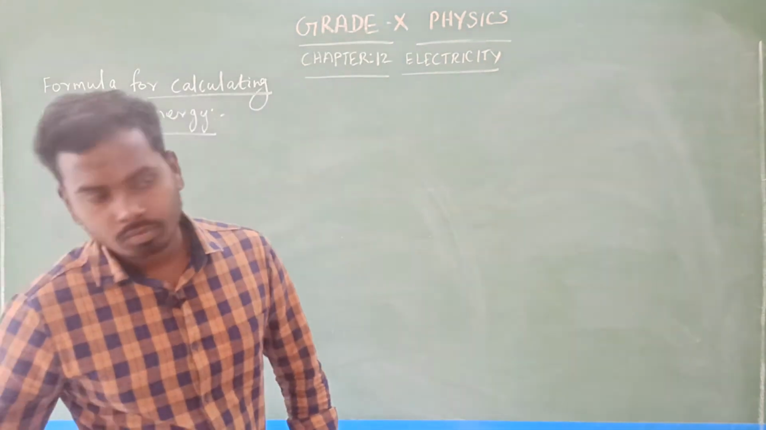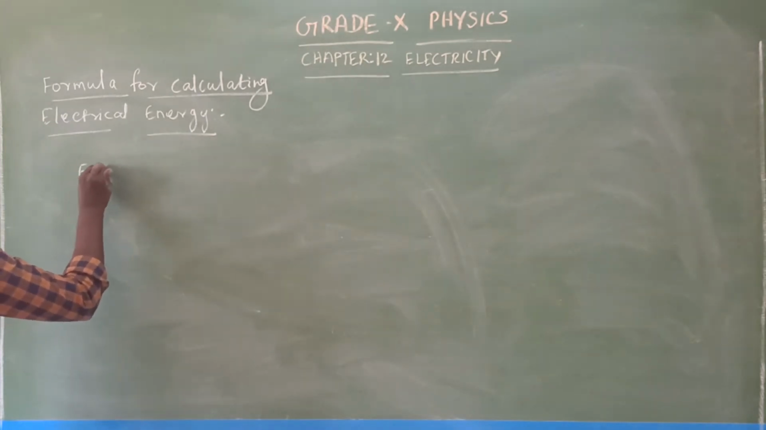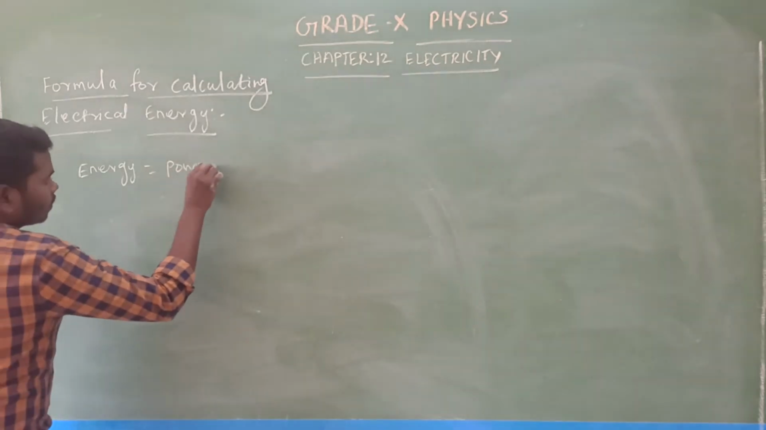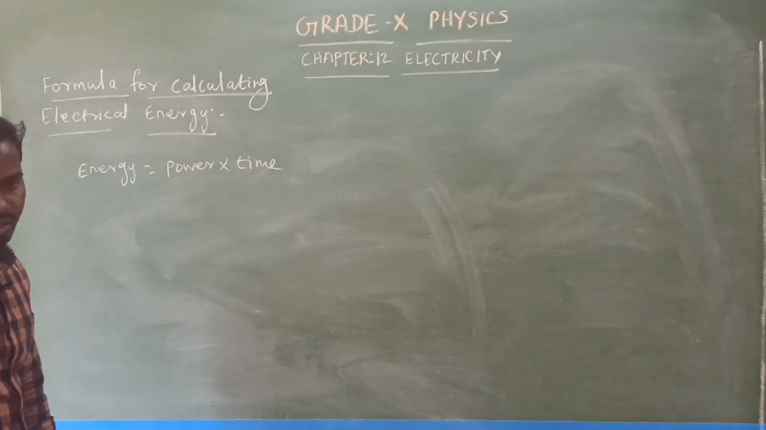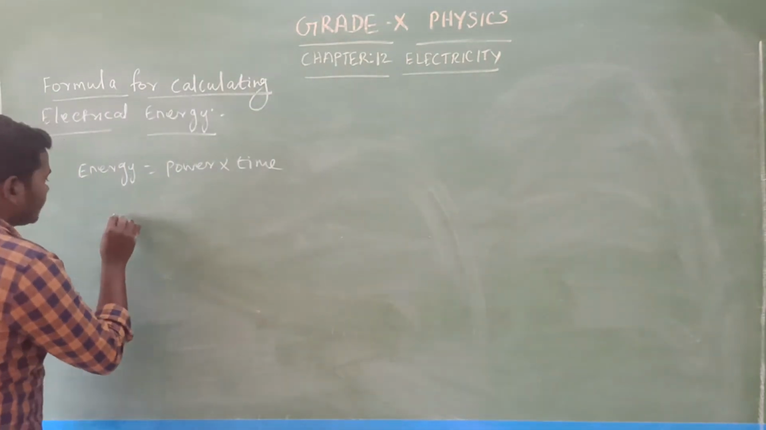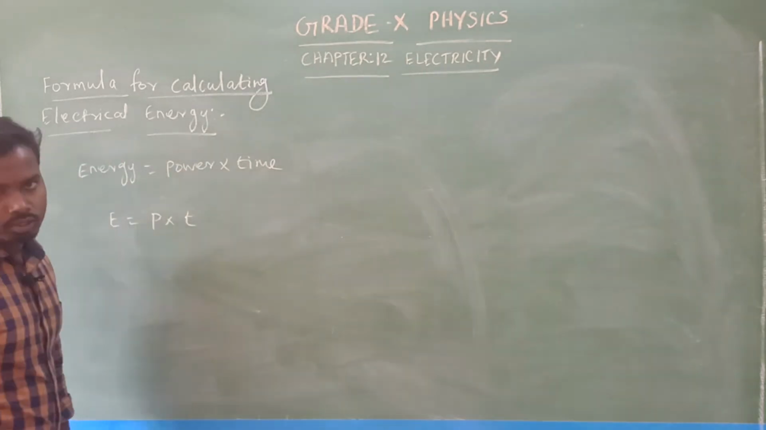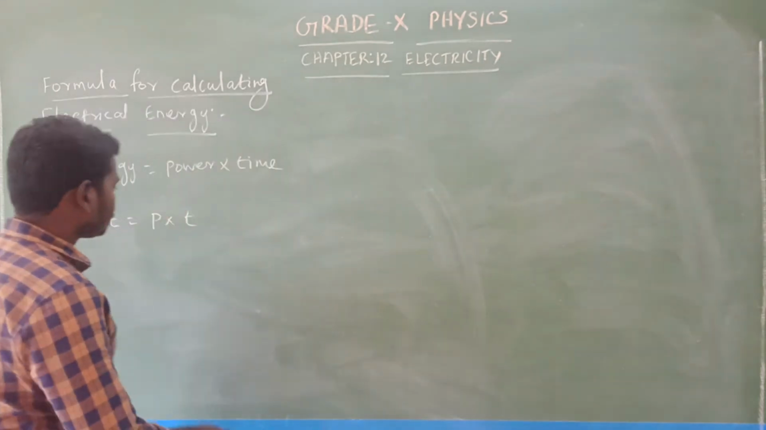Look here. Energy is equal to power into time. Electrical energy is equal to power into time. Am I right? Yes. Which means E is equal to P into T. Is it clear, students? Very easy.